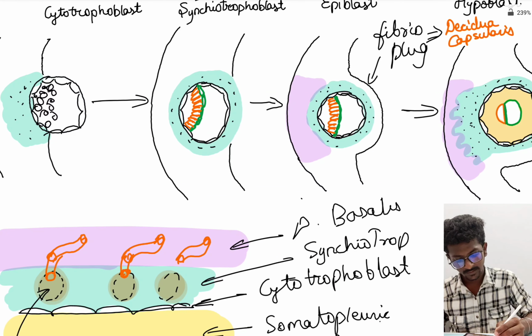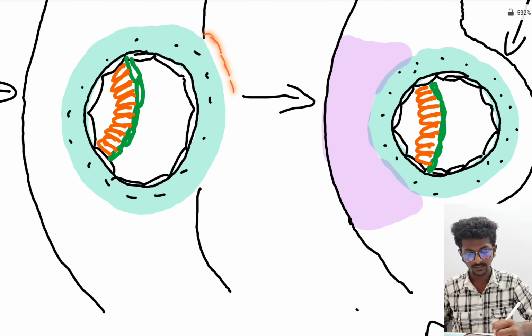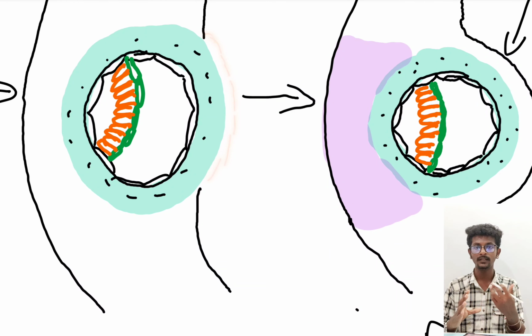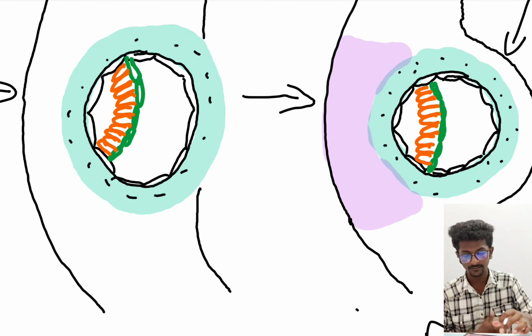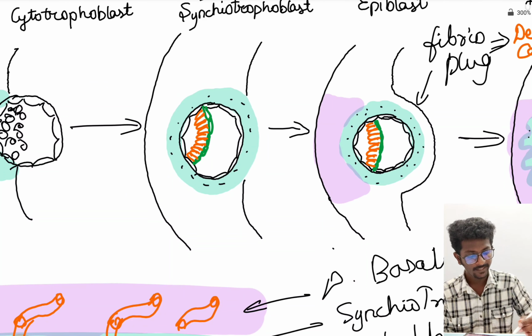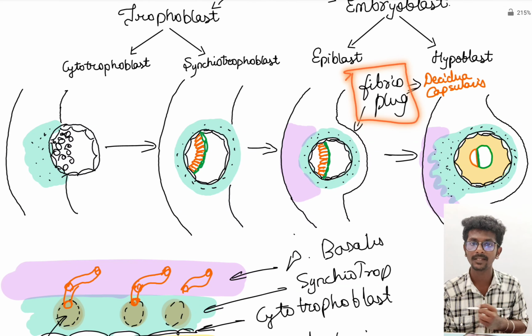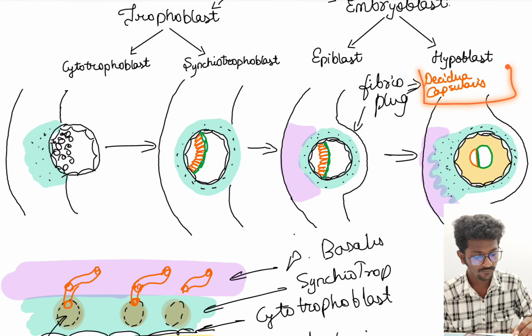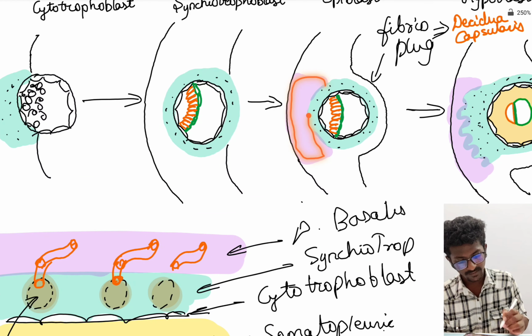After implantation, this defect of the implantation shall be sealed off. This is the defect of implantation, or the remaining part which is opened, the opening through which the blastocyst has invaded inside the uterine cavity. It has been plugged off, or sealed off with the fibrin plug, which will be further covered by the decidua capsularis, and this is the decidua basalis.